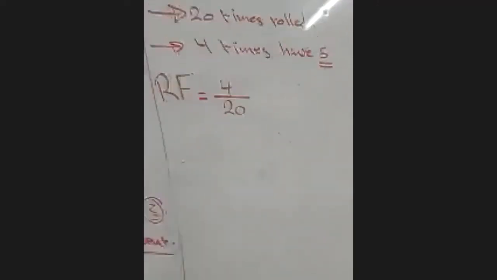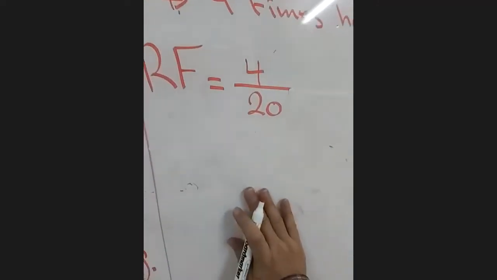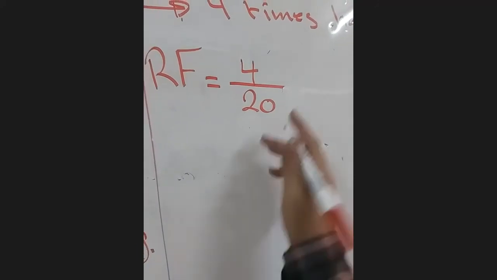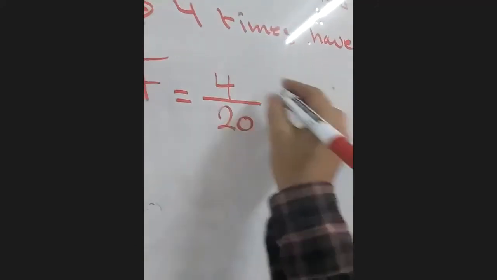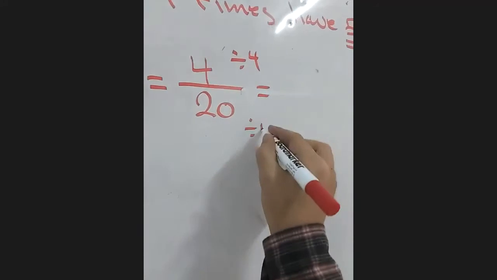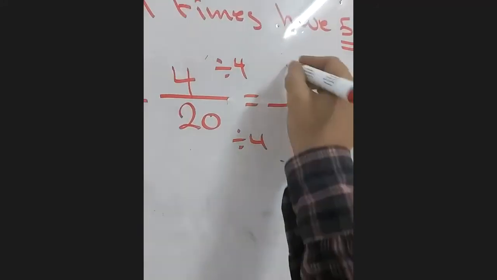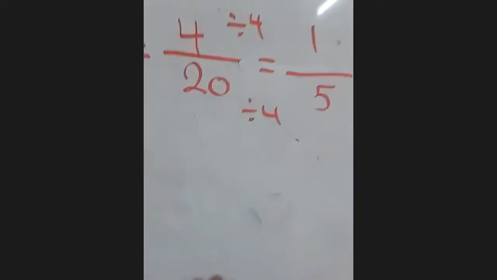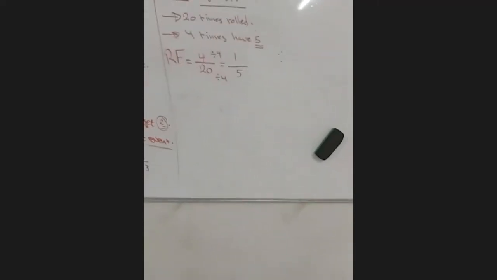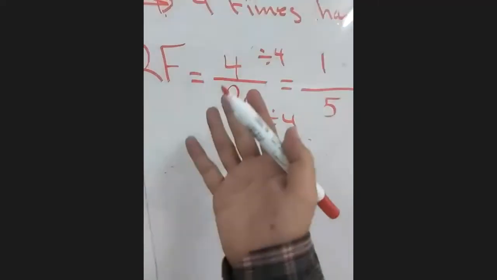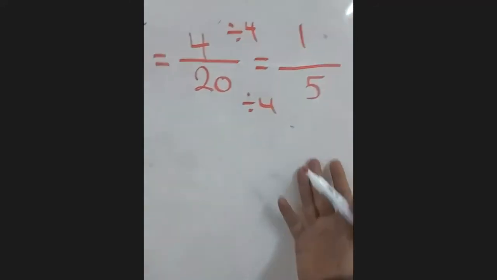Can you tell me how we make 4 over 20 into simplest form? Divide both by 4. Exactly. If you divide up and down by 4, it will be 1 over 5. So I write the relative frequency as a fraction in simplest form, right?